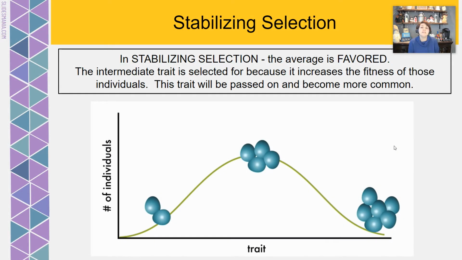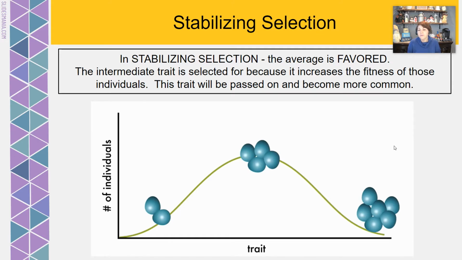Stabilizing selection is the second type of selection graph. And in this case, the average is selected for. So the average is favored, or the average is good. It helps the organism survive. So the extremes on either side are selected against. They don't necessarily survive. So let's look at this example.